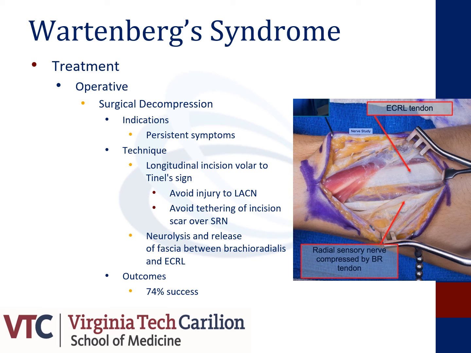Again, that Tinel sign will be associated with the superficial sensory radial nerve. The goal of this is to avoid injury to that superficial radial nerve and to avoid injury to the lateral antebrachial cutaneous nerve. Once you have made that incision, you will neurolyse and release the fascia between the brachioradialis and the ECRL, where that superficial radial nerve is transitioning to its superficial position. Overall, this decompression has about a 74% success rate.